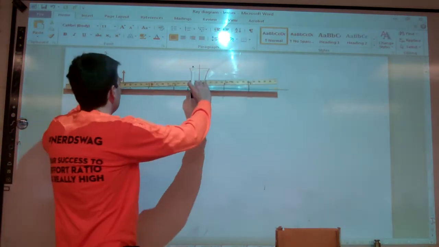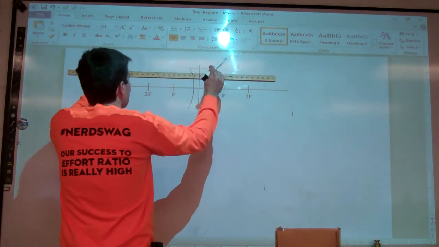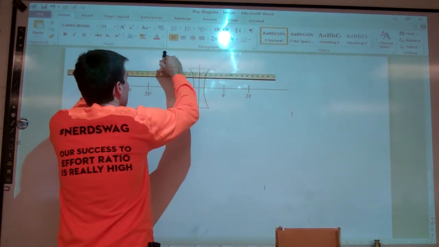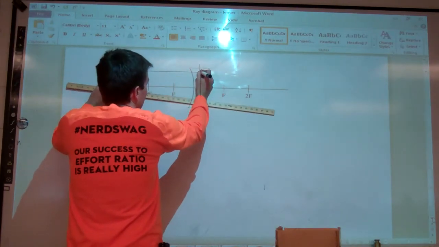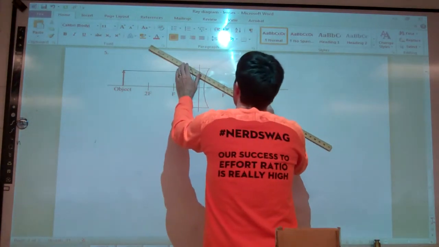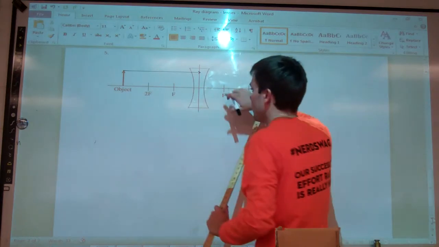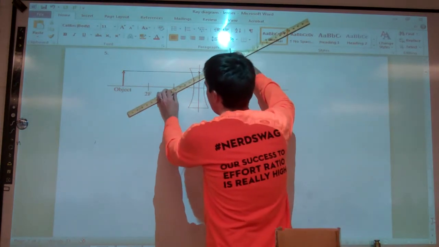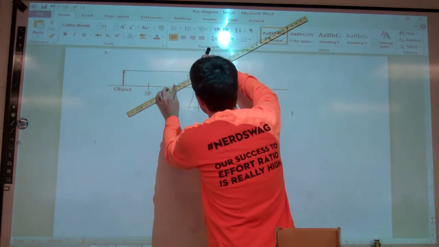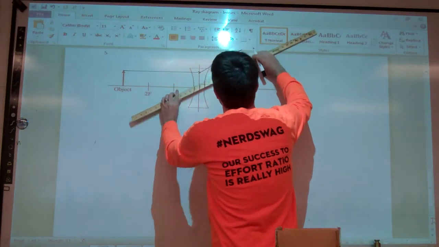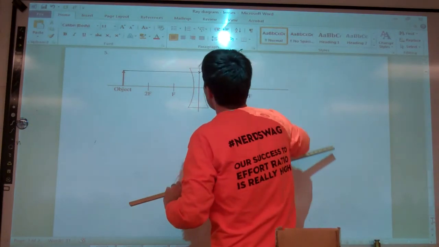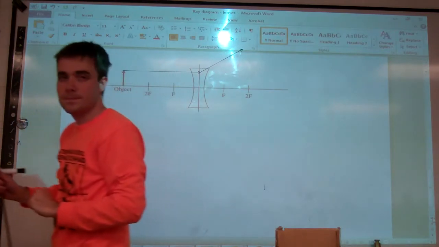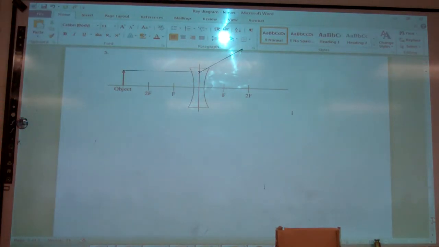Lines we draw are still the same though. So we go from there over, but instead of going through this focal point, we draw it like it's coming from this one. Oh, okay. Does that make sense, everybody? How do we know to do that? What did you go through?